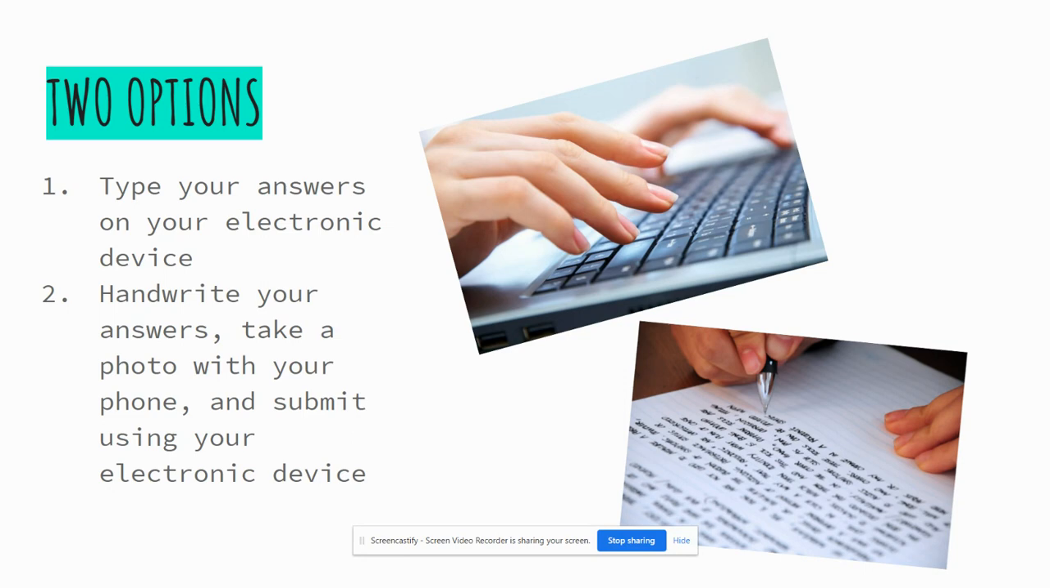Okay, so you'll have two options. Honestly, I don't see the point for the second option for any of you, but you do have the option. The first option is you're going to be typing your answers on your electronic device. So for those of you that have very bad handwriting, you're in luck because you'll be typing them. The second one is handwriting your answers, taking a photo with your phone, and then submitting using your electronic device. Hopefully this means that there's no graphing or drawing for the exam because you'll just be typing words, but I am not entirely sure how that's going to work.